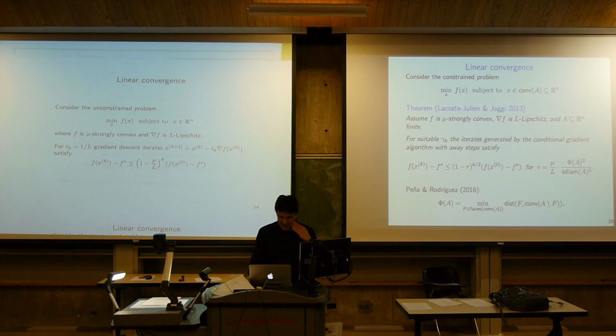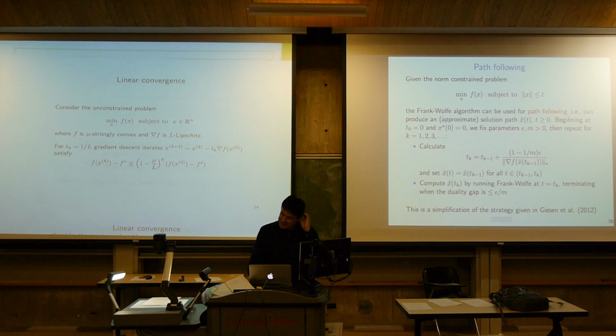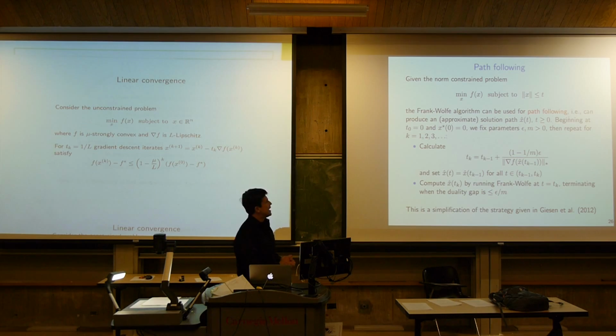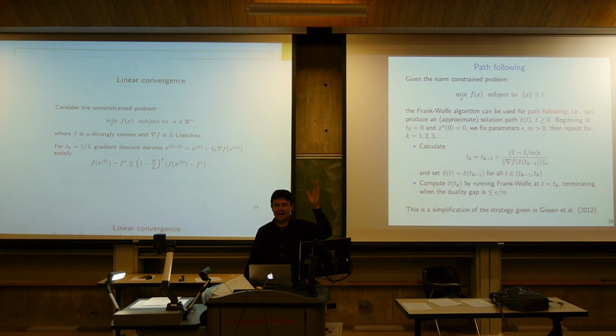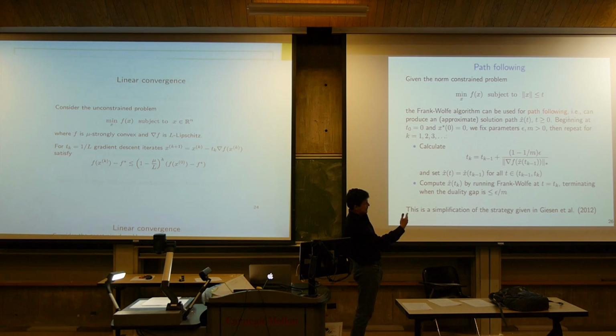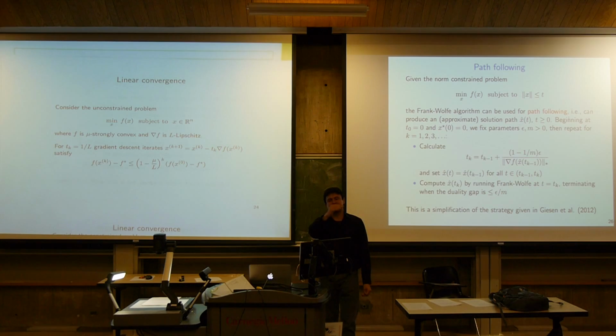Let me also mention something that has to do with some work that Ryan did a couple of years ago, which is path following. Suppose that you want to solve the whole path of minimization problems: minimize f of x subject to norm of x less than or equal to t, for example the one norm. This would be the whole path for the lasso problem. Here is a really nice idea. It turns out that you can rely on the Frank-Wolfe, or conditional gradient, algorithm to generate an approximate path of solutions. The idea is very simple, very clever.